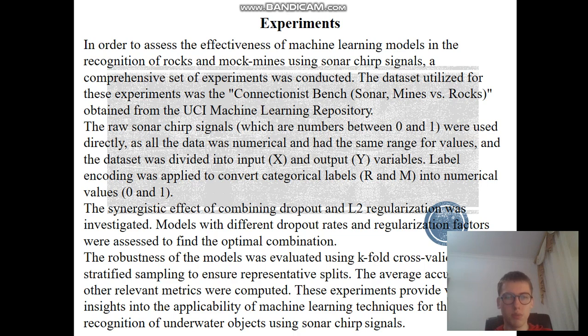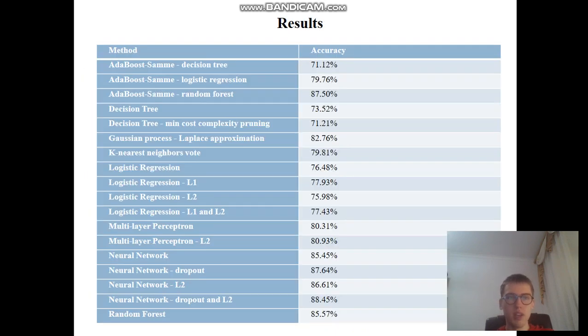The synergistic effect of combining dropout and L2 regularization was investigated. Models with different dropout rates and regularization factors were assessed to find the optimal combination. The robustness of the models was evaluated using k-fold cross-validation with stratified sampling to ensure representative splits. It is worth noting among the results that neural networks with dropout and L2 produced the greatest accuracy, 88.45%.